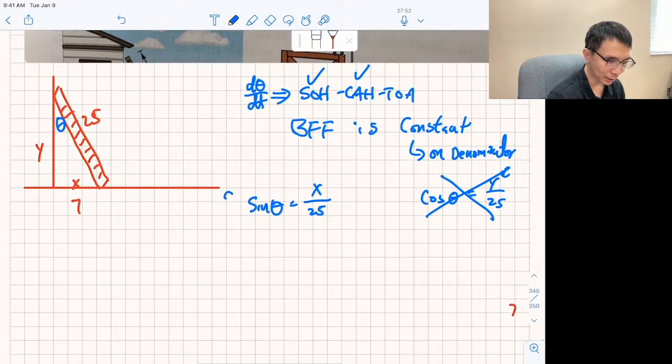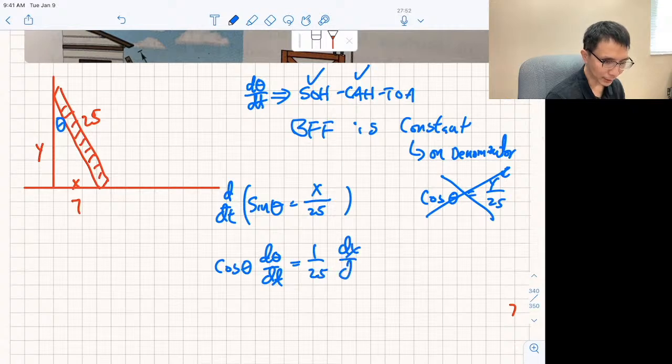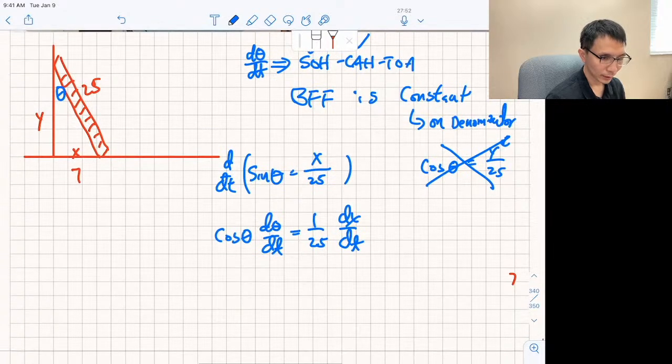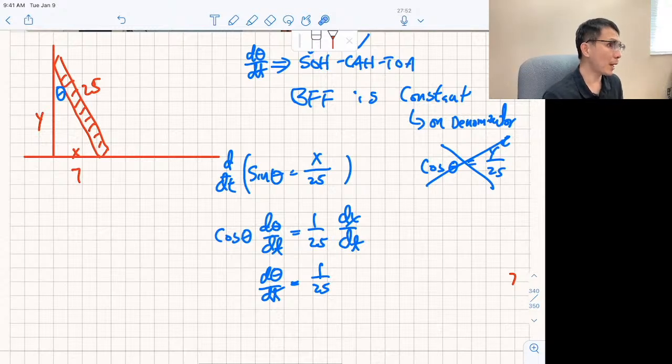Then I will take a derivative of this. That's going to be cosine of theta d theta dt equal to 1 over 25 dx dt. And then d theta dt is equal to 1 over 25 and so on. Here's the reason why you want this on the bottom. If you use cosecant, well, why not? But you get 25 over x. It's much harder to take a derivative of 25 over x rather than x over 25. By the way, you don't use your quotient rule here. You just use the constant multiple rule, because 1 over 25 you take outside, just take the derivative of x, then it's going to be 1 over 25 dx dt.